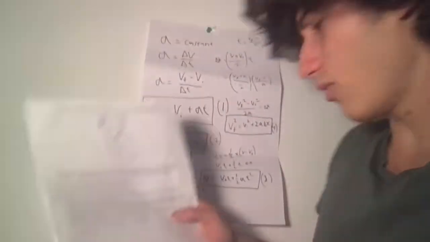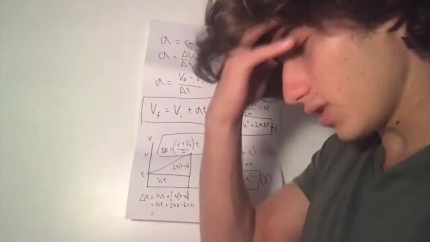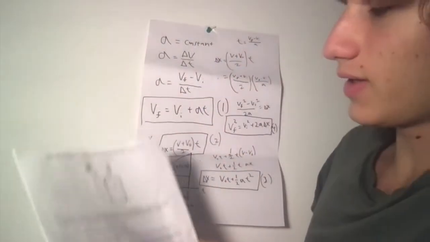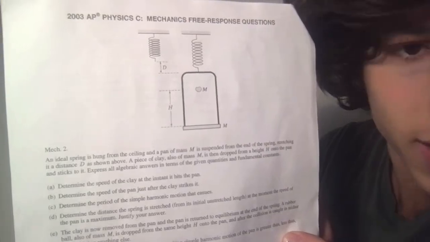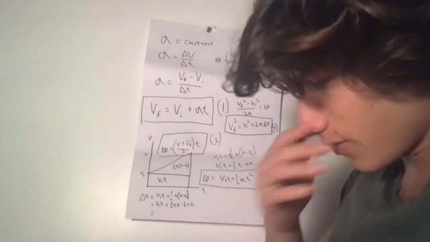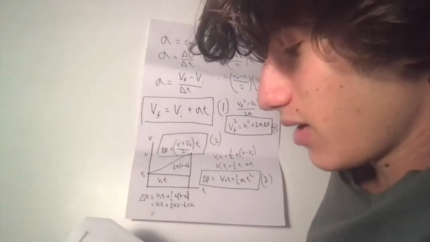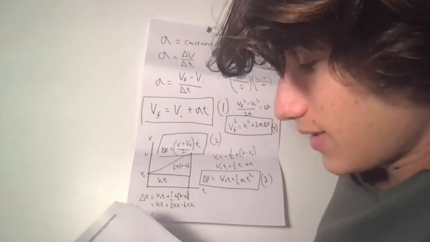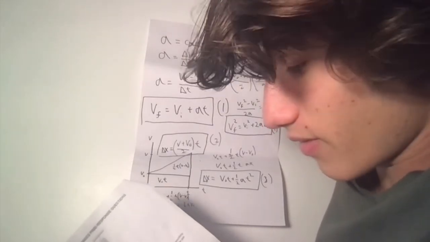So I'm holding here just a piece of paper that shows us the problem that we're going to be solving today. First of all, we have this picture of a spring that's been stretched. We can see a distance d, and there's this pan hanging from it, and there's this mass and height. Let's see what they're talking about. An ideal spring is hung from the ceiling, and a pan of mass M is suspended from the end of the spring, stretching it a distance d, as shown above.